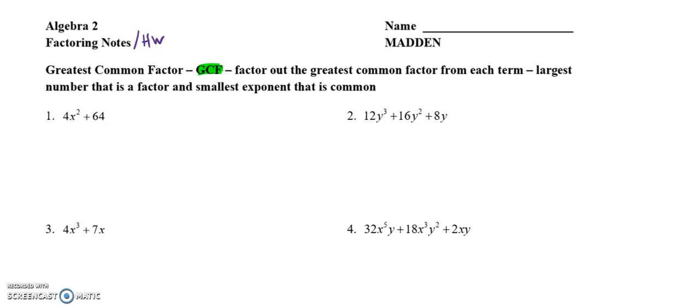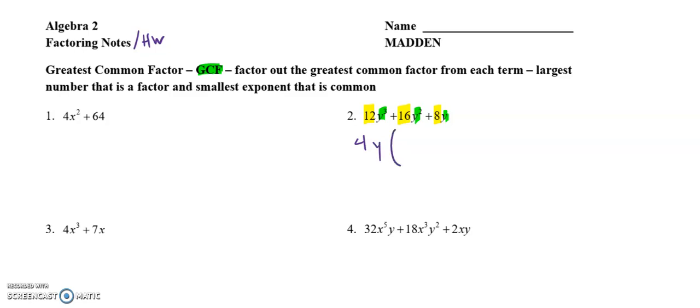So let's do number 2 because it seems most interesting. The first thing I'm going to do is look at the numbers. I got a 12, a 16, and an 8. What number goes into all of those? That's the largest. 4 goes into all of those. And then we're going to look at the exponent parts with the variables. I've got a y squared and a y cubed. I'm going to have to pick the smallest of those, so that's going to be a y to the first.